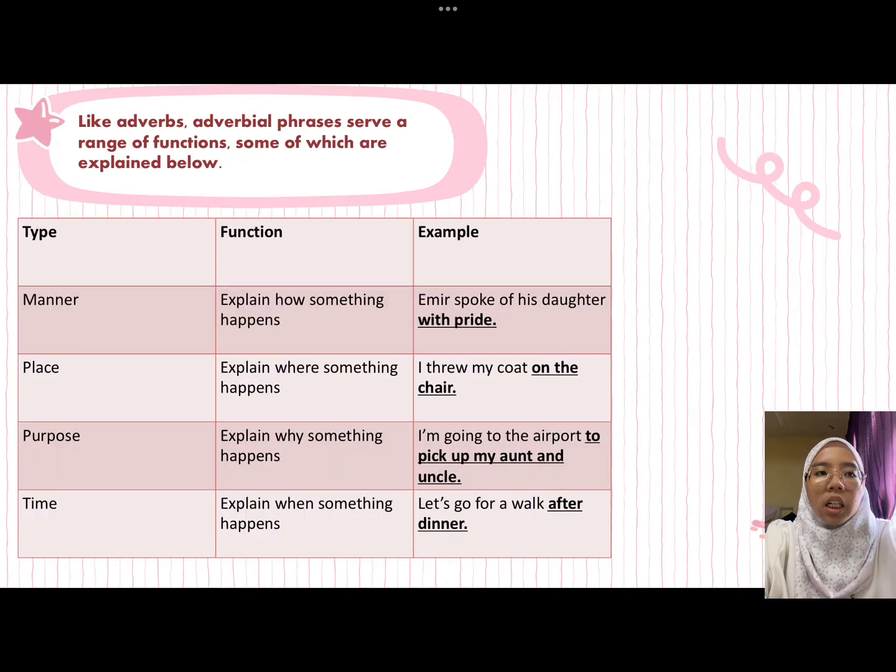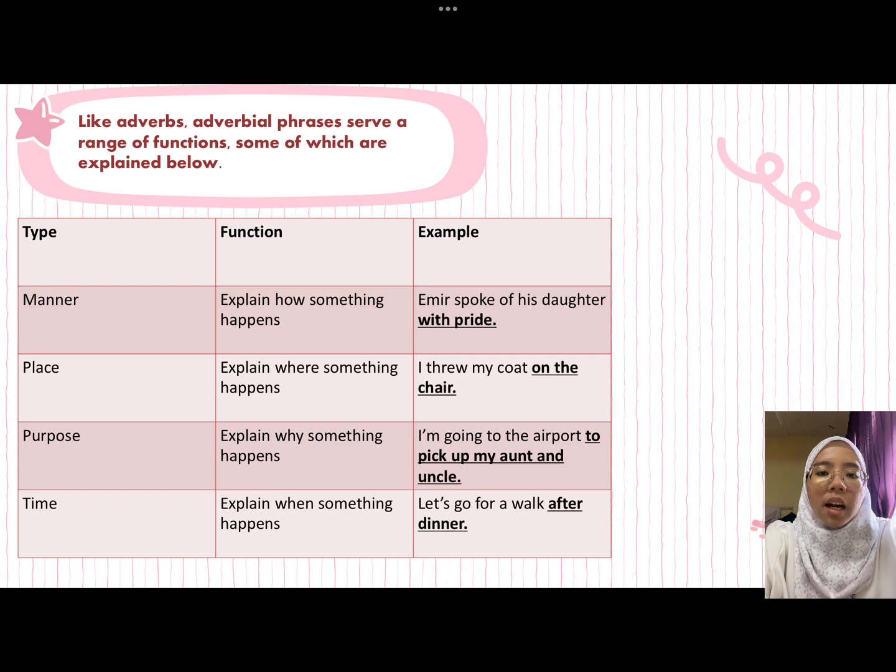Next, we will be talking about the function of adverb phrases. First, adverb phrases can explain how something happens. For example, Iman spoke of his daughter with pride. With pride explains how Iman spoke of his daughter. Okay, the second one is adverb phrases can explain where something happens.